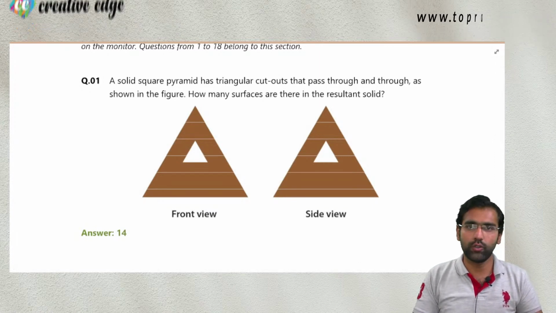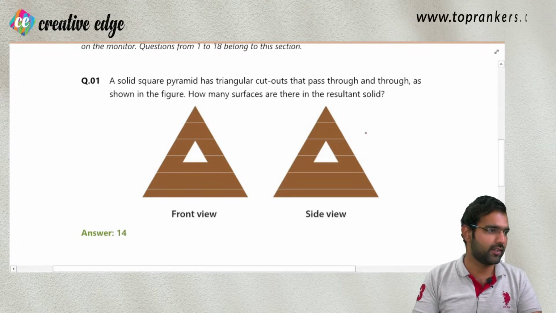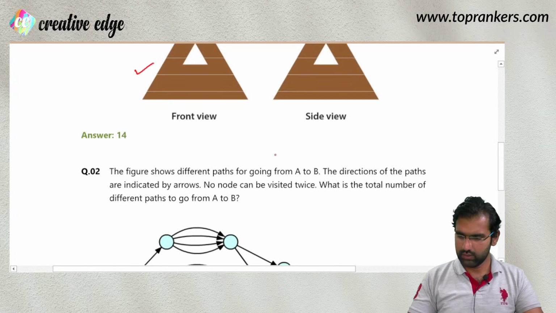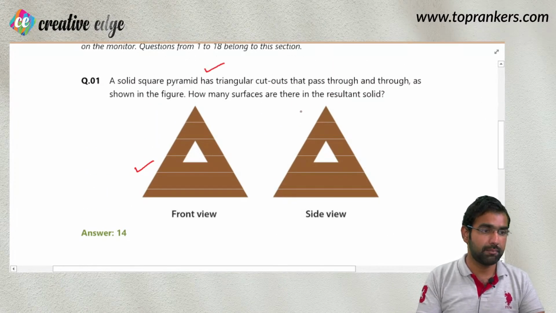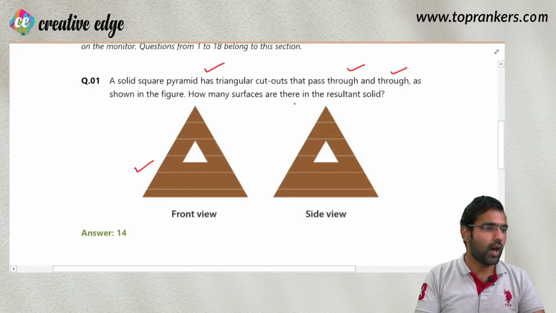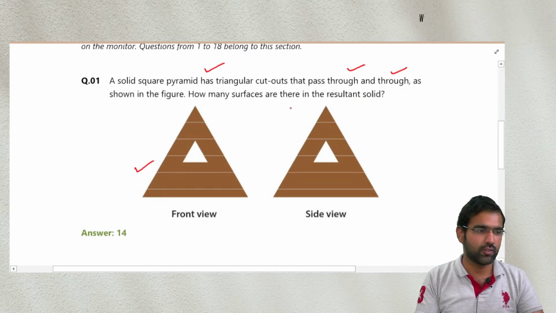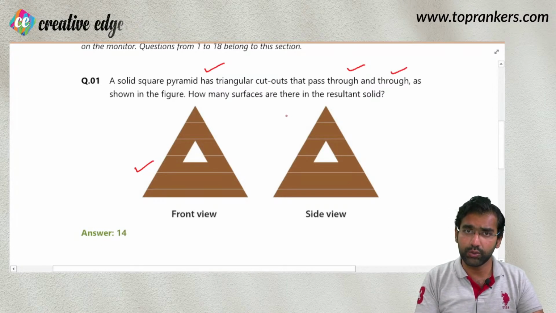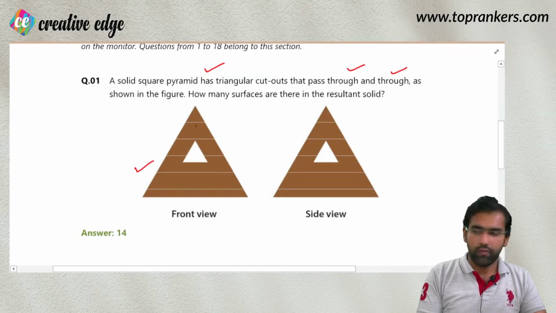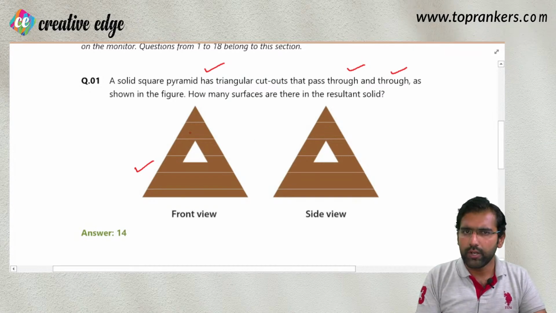If I were to solve this question, let's quickly get started. I hope you all can see this. We are given a solid square pyramid, and this pyramid has triangular cutouts that pass through and through as shown in the figure. Then, how many surfaces are there in the resultant solid? That's the question. The question is pretty simple, everyone. Use whichever mechanism they have developed this year, and if you know the process this year, put it in the chat box.